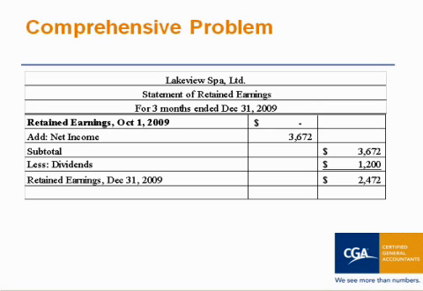$3,672 to that zero balance. Gives us a subtotal of $3,672, from which we subtract the dividends of $1,200. Our closing balance retained earnings, what's being kept in the company, $2,472 will be kept in the company.